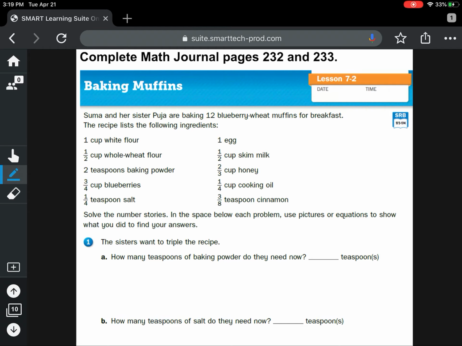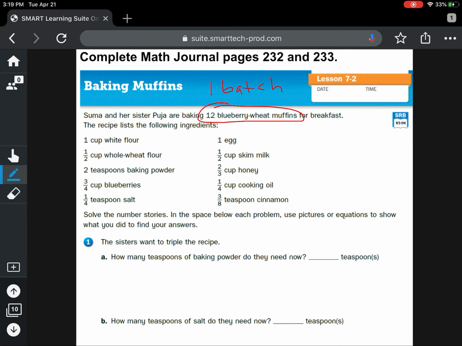Before I look at the ingredients, I want you to realize and make this note in your book: 12 blueberry wheat muffins is the same as saying 1 batch. So write that up above. 12 muffins means 1 batch, because sometimes they'll talk about batches and then sometimes they'll tell the total number of muffins. So every 12 muffins that they make represents 1 batch.